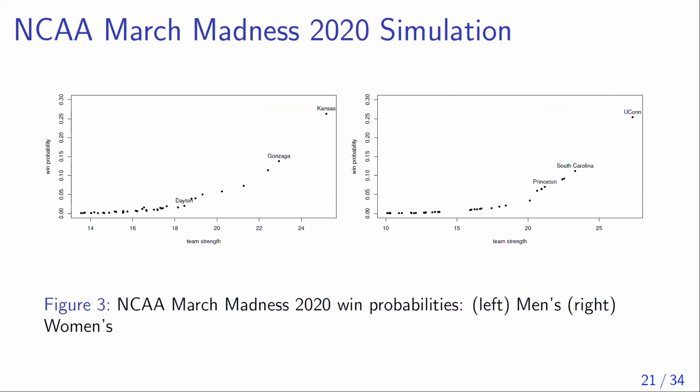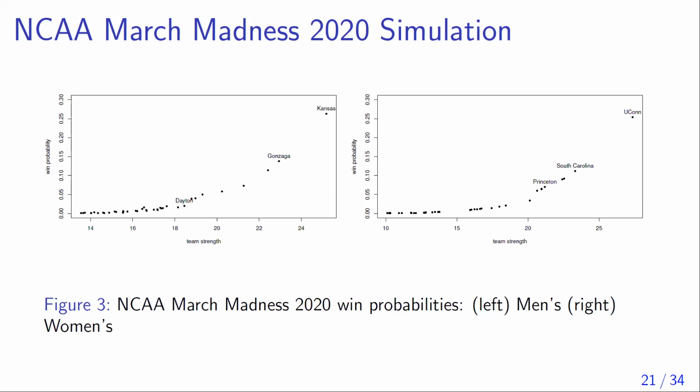I'm going to give a couple results for those. Off to the left, we have the men's simulation results, and off to the right, the women's simulation results. For the men, Kansas had the highest probability of winning the tournament at about a 26% chance. That means in all of the NCAA tournament simulations that we executed, Kansas won the tournament 26% of the time. Gonzaga was in close second. I don't know if that's actually close, but in second place nonetheless with a 15% chance.